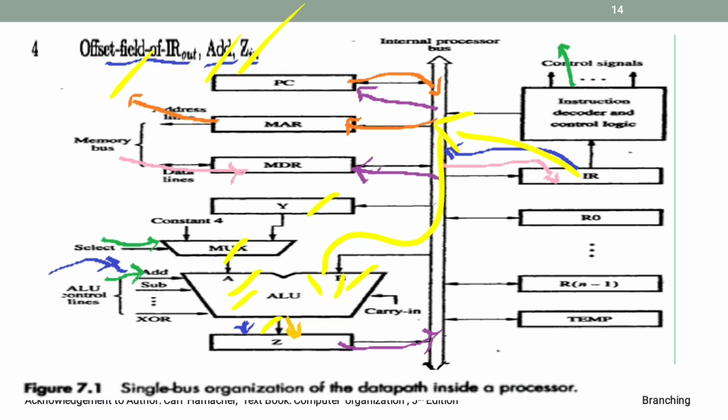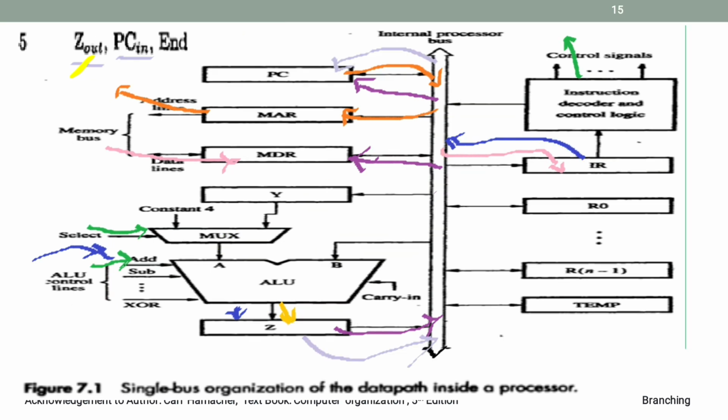Z in means that the target address will be stored in the Z register. Z out, that target address 2050 will be put on to the internal processor bus. PC in, that will be inputted to the program counter. End. So what is the end? So end of 5 steps of control sequence. Now PC is holding 2050, that is the target address.